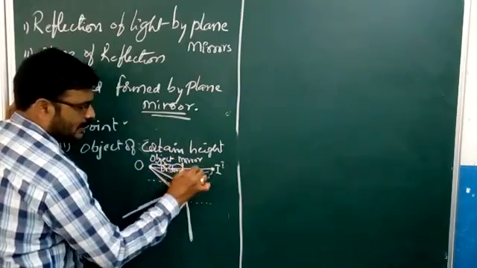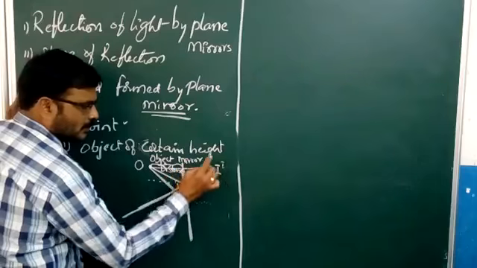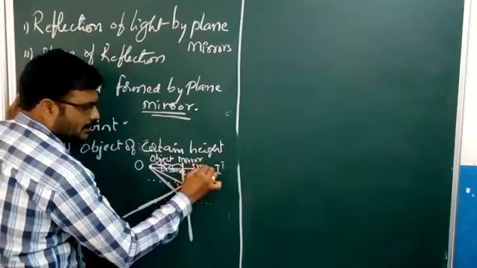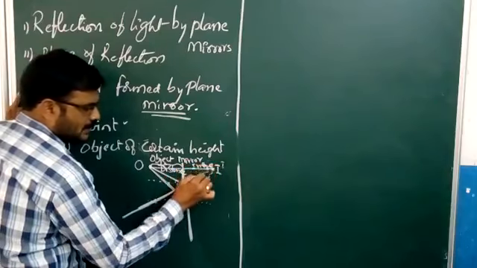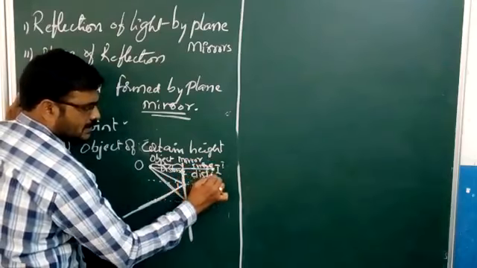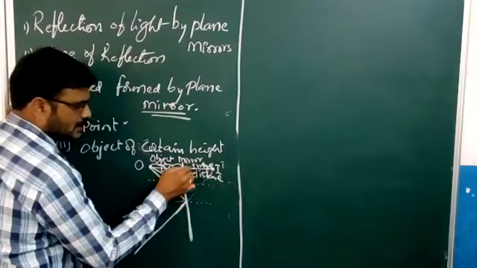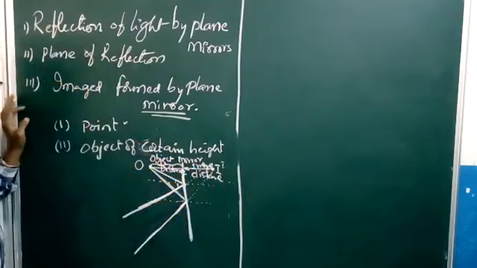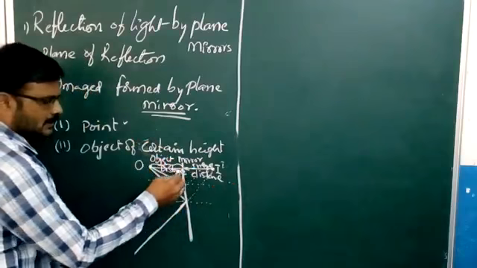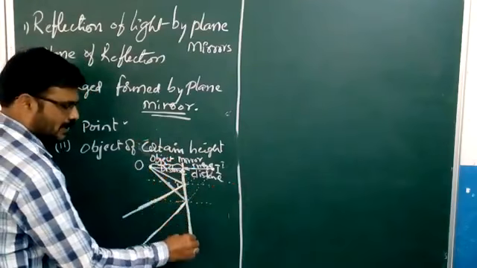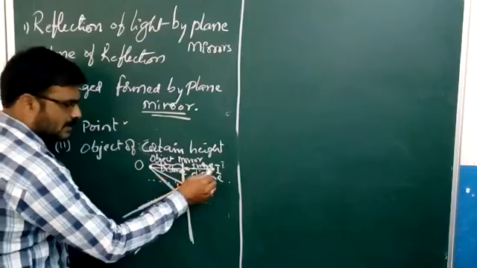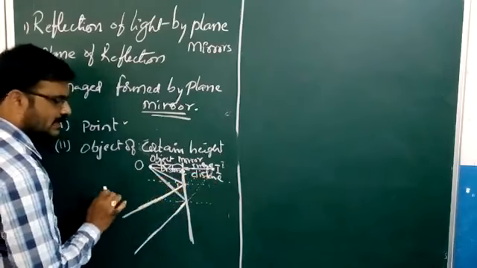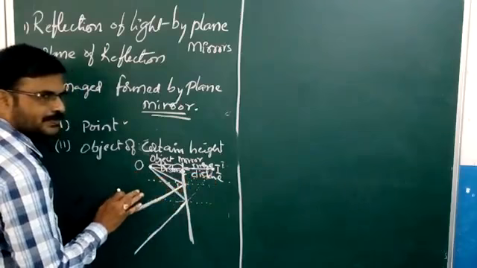Object distance, and distance from mirror to the image is called image distance. If you observe this, these two are equal for a plane mirror, and you will observe that the image cannot be formed on the screen. That is a virtual image.